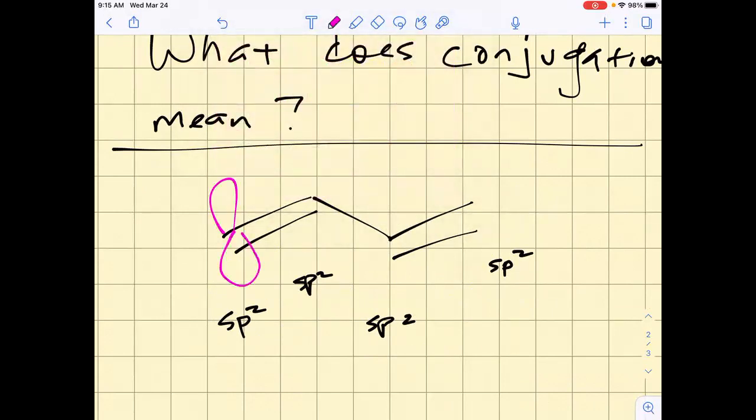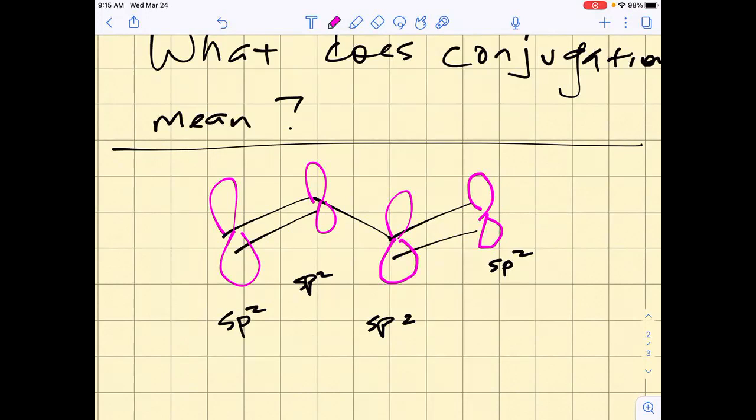I'm not going to worry about shading them yet. I just want you to see the fact that there's a p orbital on each one of these carbons, right? Anybody disagree with that? All of your pi bonds are made up of unhybridized p orbitals overlapping and sharing electrons. And everybody should remember the shape of a p orbital, right? We call it a dumbbell. It's a dumbbell shape.